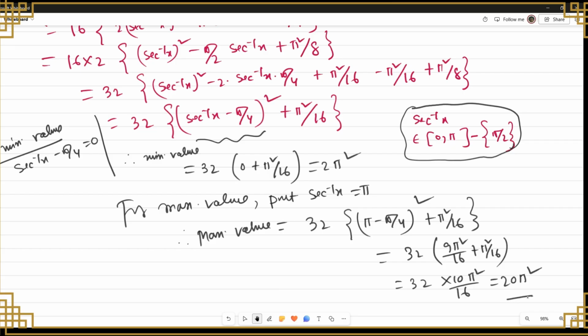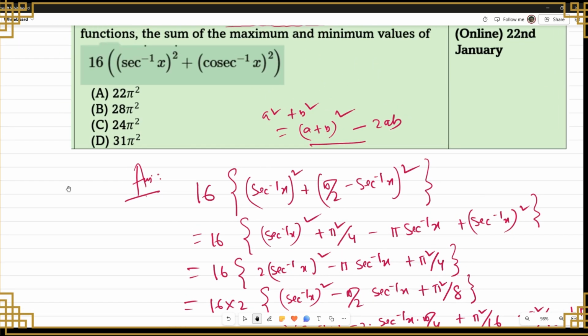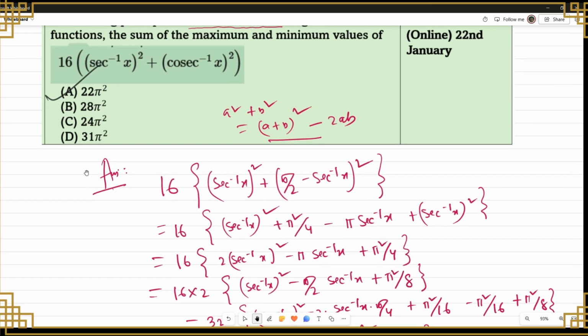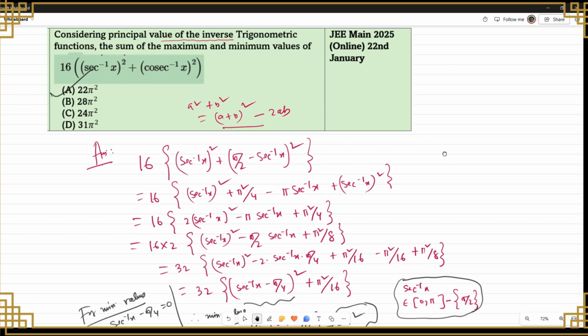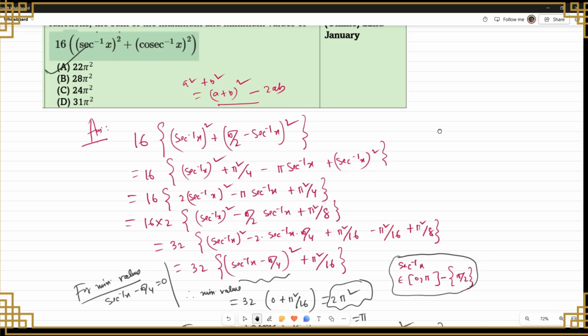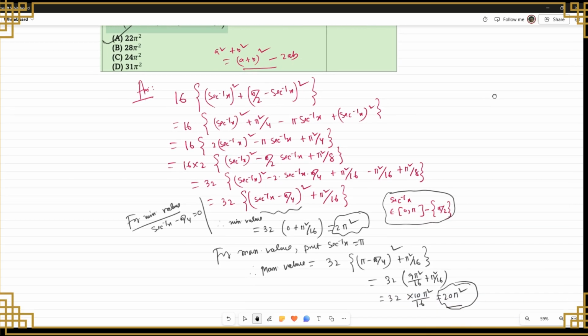The question was to find the sum of the maximum and minimum value. It means you have to add 2 pi square and 20 pi square, that is 22 pi square. So this is going to be the option. Answer is 22 pi square. Check the calculation once more. It's a very good and very old sum, I told you. Just go through it once. Then I'll be starting the next one.